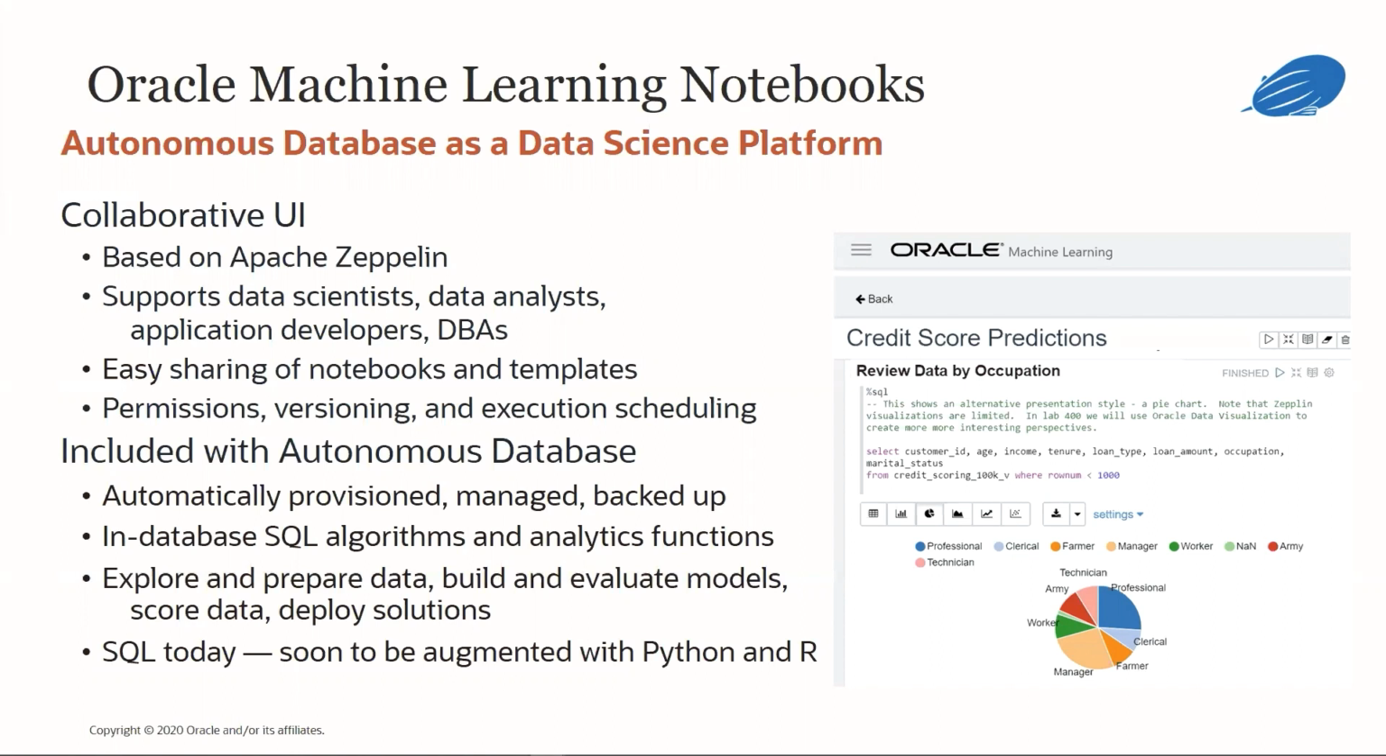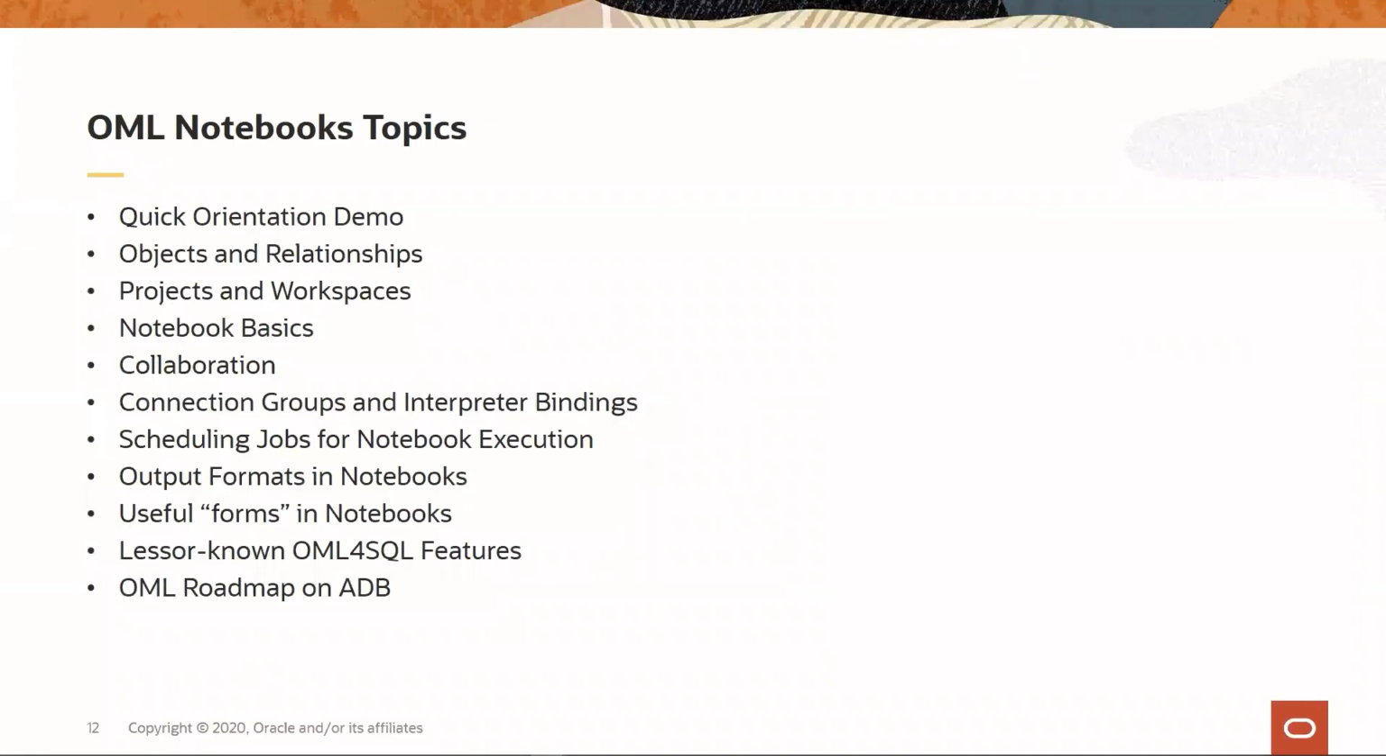Autonomous Database deals with the provisioning, managing, and backing up of your environment and your analytics engine, and you're leveraging these in-database SQL algorithms and analytic functions to do your work, such as explore and prepare data, build and evaluate models, score data, and deploy solutions. Today, Oracle Machine Learning Notebooks focuses on SQL, but we will soon be augmenting that with Python and later R. As far as the topics we're going to cover, we've got quite a list, and that's why Marcos mentioned we're likely to split this into 2 sessions and go into more details in April.